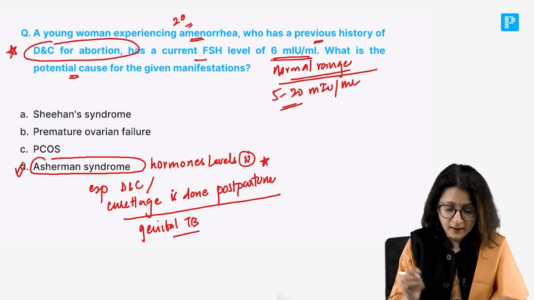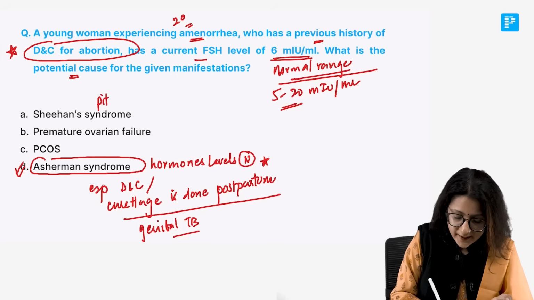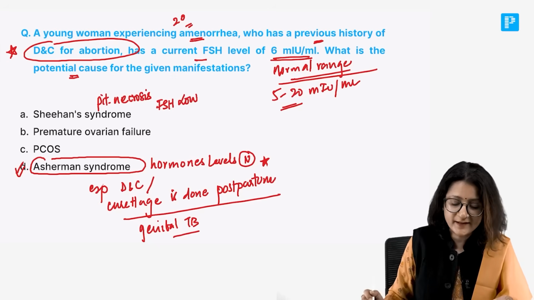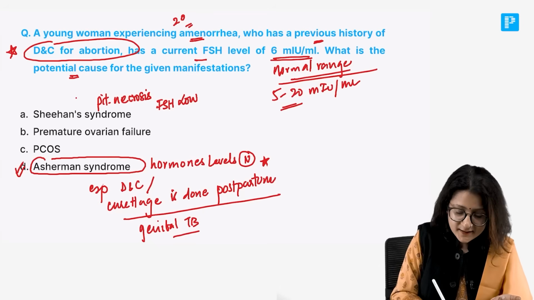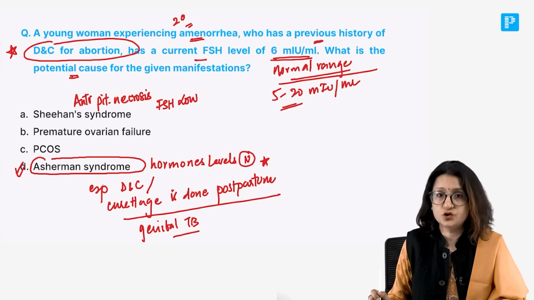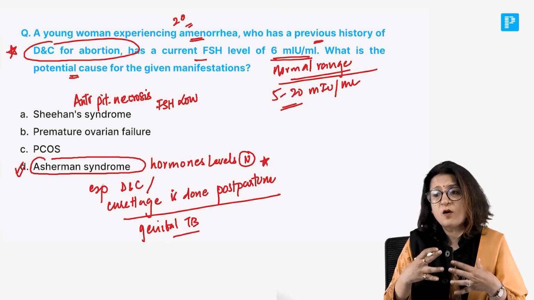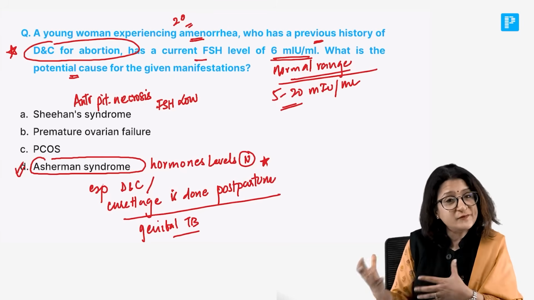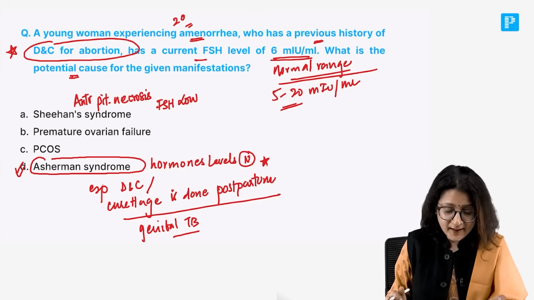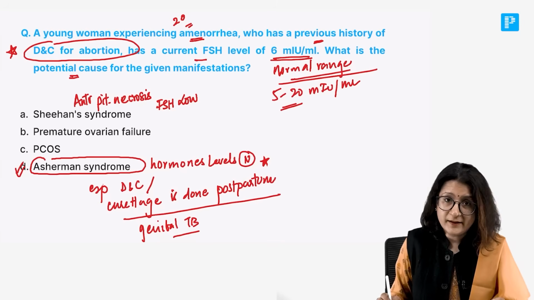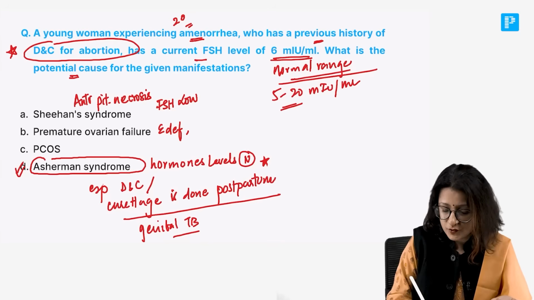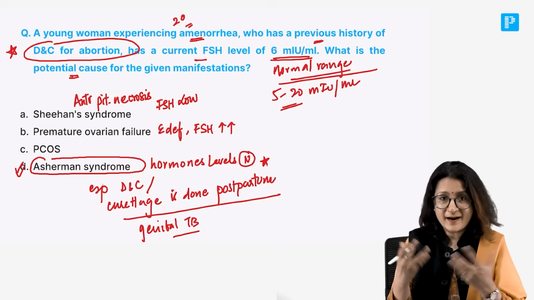and that is why amenorrhea. Sheehan syndrome is pituitary necrosis that happens postpartum. So FSH is going to be low. There's deficiency of FSH because there is anterior pituitary necrosis in Sheehan syndrome. And that happens because of acute postpartum massive blood loss, so a massive PPH clinical profile is generally there. With premature ovarian failure, there is estrogen deficiency, and because of estrogen deficiency, FSH levels are elevated. So that is not fitting here.